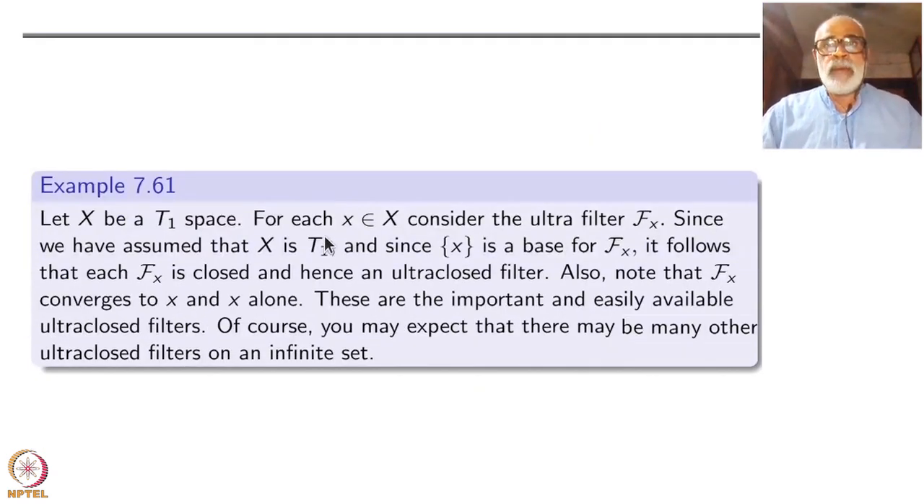Let X be a T1 space. Then I can give you more examples. For each x belonging to X, consider the ultra filter F_x, with singleton {x} being a base for it, and {x} is closed. So this F_x is a closed filter. Already it's an ultra filter, therefore it must be an ultra closed filter. Also note that F_x converges to x and x alone. Why? Because F_x contains {x}. So these are the important and easily available ultra closed filters. Of course, you may expect that there may be many other ultra closed filters on an infinite set.